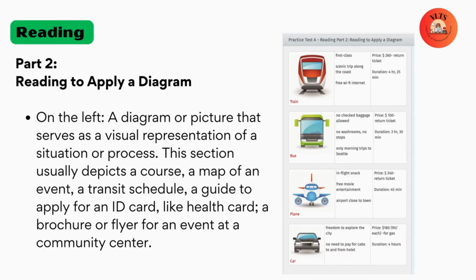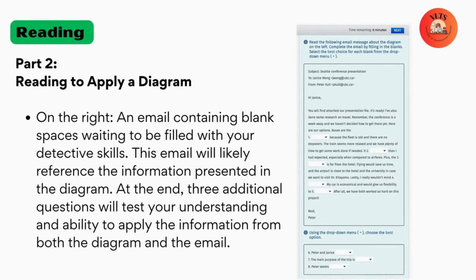This section usually depicts a course, a map of an event, a transit schedule, a guide to apply for an ID card like health card or a driver's license, a brochure or a flyer for an event at a community center. On the right side of the screen, you will observe an email containing blank spaces waiting to be filled with your detective skills. This email will likely reference the information presented in the diagram.